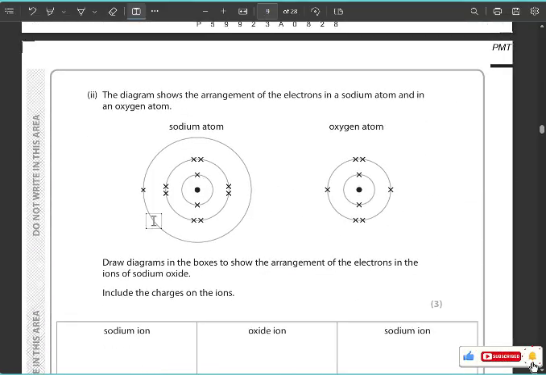Okay, the next one. The diagram shows the arrangement of the electrons in a sodium atom and in an oxygen atom. Draw diagrams in the boxes to show the arrangement of the electrons in the ions of sodium oxide, including the charge on the ions.